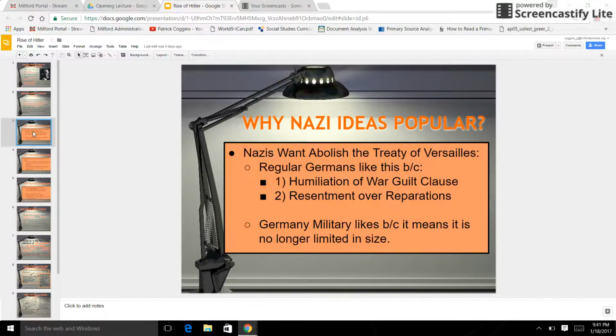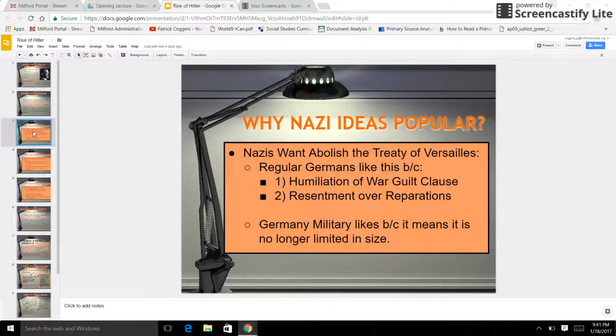Okay. Why were Nazi ideas so popular? Why did they grow in popularity? Well, for one thing, they wanted to abolish the Treaty of Versailles. This appealed to regular Germans because they felt humiliated by the war guilt clause, and they resented the reparations that we talked about that caused all those economic problems in Germany.